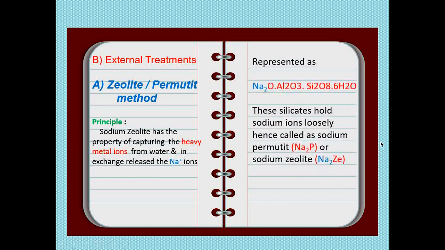Now this is the representation for zeolite. Look here, Na2O.Al2O3.Si2O8.6H2O. The name is sodium zeolite. The sodium ions are used and they are replaced or exchanged with the heavy metal ions. These silicates hold sodium ions loosely, hence called sodium permutit, Na2P, or sodium zeolite, Na2Ze. So this is the abbreviation used to denote the zeolite that we can use as an external treatment to convert hard water into soft water.